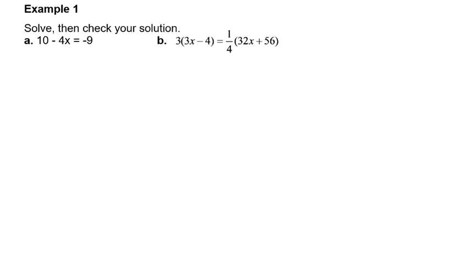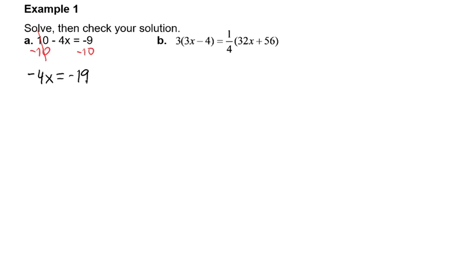So in order to get the x by itself here, we're going to go ahead and subtract 10 from both sides. And we subtract because that's the inverse operation of a positive 10. And that's going to leave us with a negative 4x equals a negative 19. Now we need to separate the negative 4 from the x.